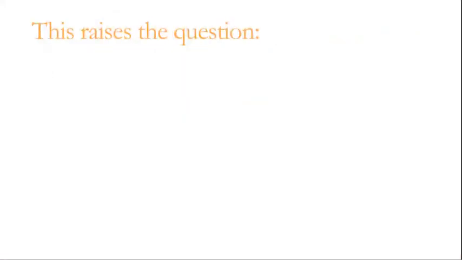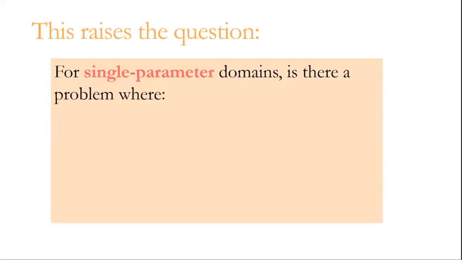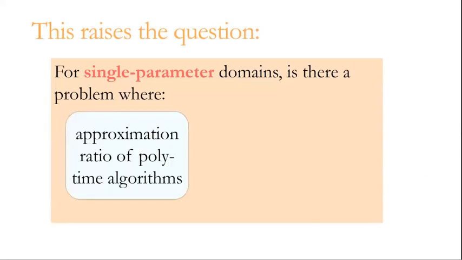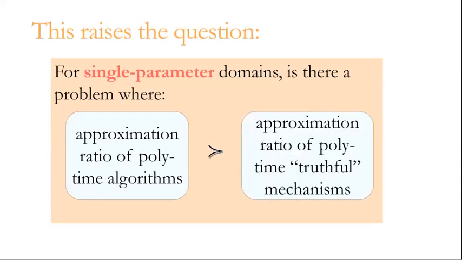And this raises the question of whether truthfulness can be a barrier for single parameter mechanism design, because all we've seen are problems where it is not a barrier. And more formally, what we are asking is whether there even exists a problem where polytime algorithms are more powerful than polytime truthful mechanisms.